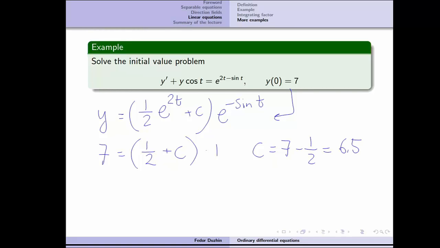And so therefore our final answer is that y equals, how should I write it? Okay, 1/2 e to the 2t plus 13 over 2 e to the minus sine t, because 13 over 2 is 6.5. Alright, so that's the final answer.